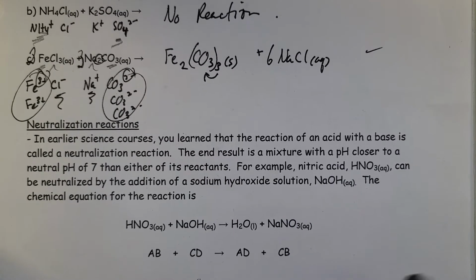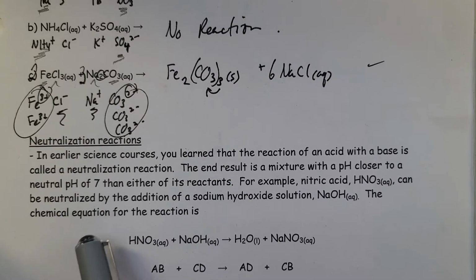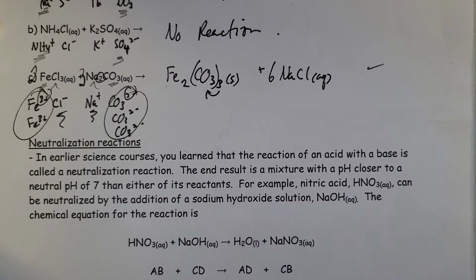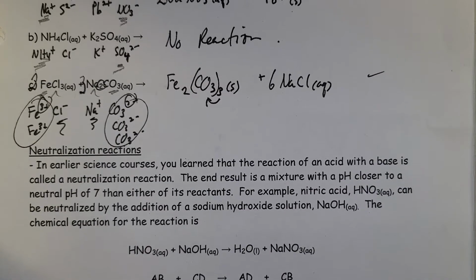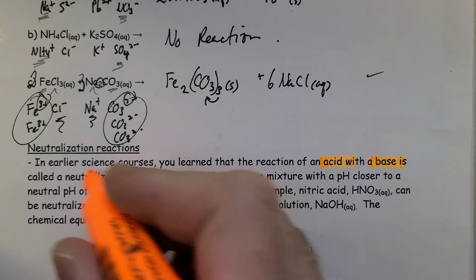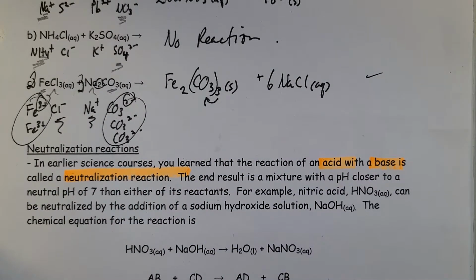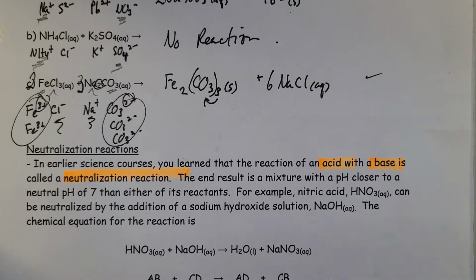Welcome back to Physical Science 20. So we will look at the last type here of double replacement reactions, and that is neutralization reactions. So in earlier courses, you may have learned that if you have an acid reacting with a base, it causes a neutralization reaction. So the end result is a mixture with a pH closer to 7.